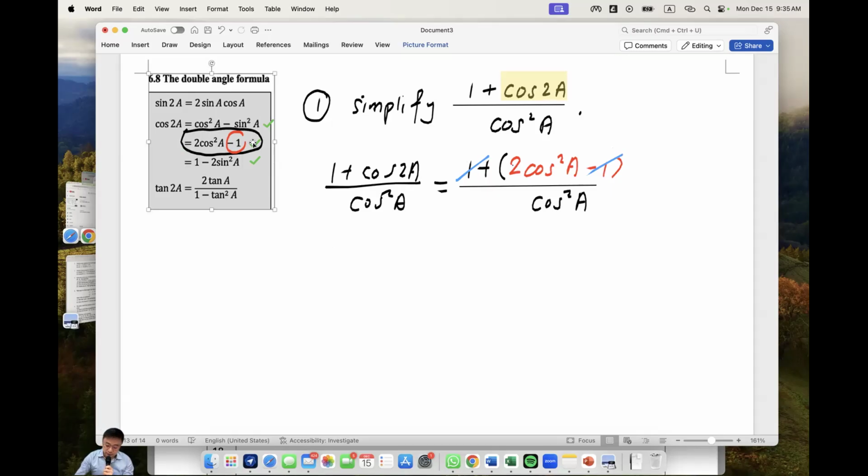Okay, so at this point, the 2 cosine square can be cancelled as well. We have 2 cos square divided by cos square. And now we have 2. Do you fully understand now?